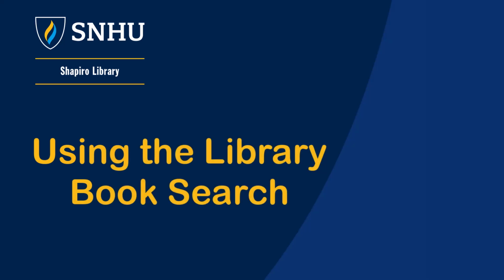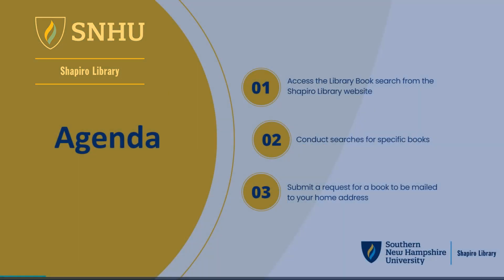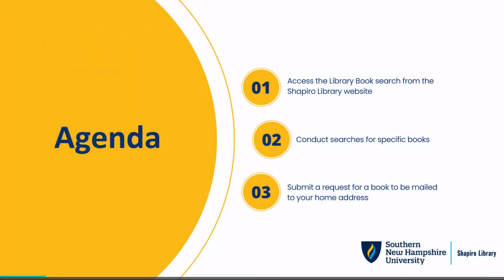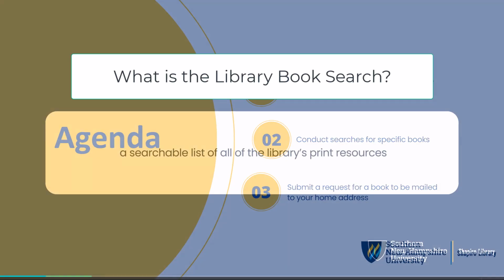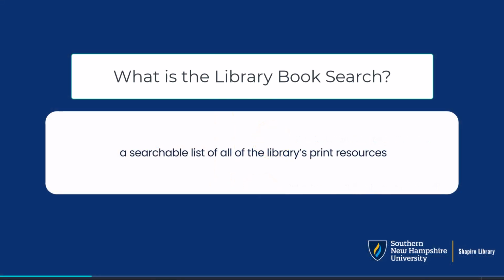In this video, we'll walk through how to access the library book search from the Shapiro Library homepage, how to conduct a search for a particular book, and how to submit a request for a book to be mailed to your home address. The library book search is a tool that allows users to locate print resources that the library has access to, like print books or print journals.